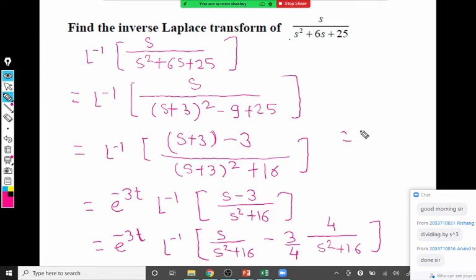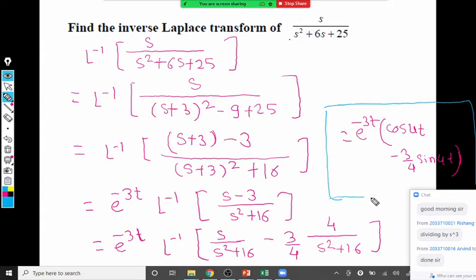So, last step, the answer. Thus the answer is e raised to minus 3t, cos 4t minus 3 by 4 sin 4t. That's the end of the question. So we got this as the answer. L inverse of the given function is e raised to minus 3t into cos 4t minus 3 by 4 sin 4t.